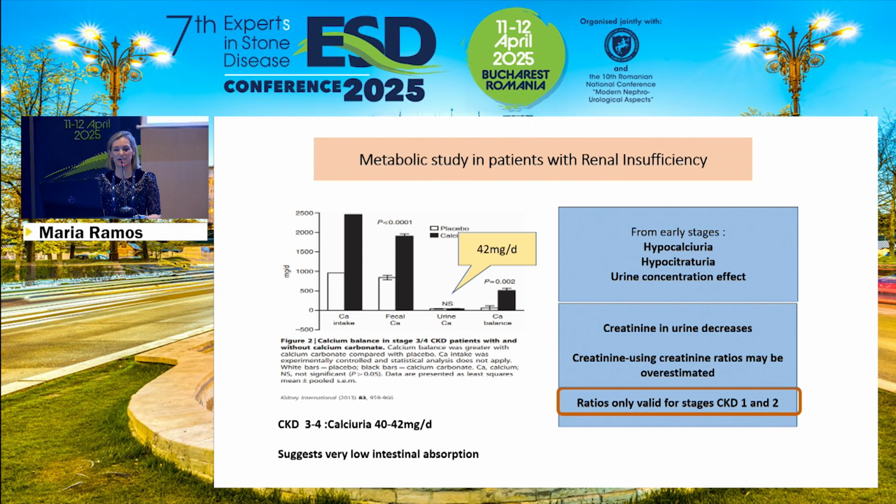What happens with patients with renal insufficiency and the ratios? From early stages in renal insufficiency, we find hypocalciuria, hypocitraturia, and urine concentration effect. Creatinine in urine decreases, so the ratios that use creatinine may be overestimated. So these ratios are only valid for stages 1 and 2 of CKD.